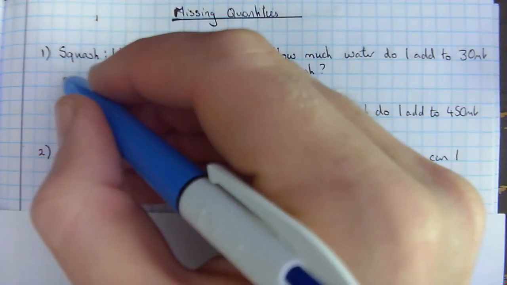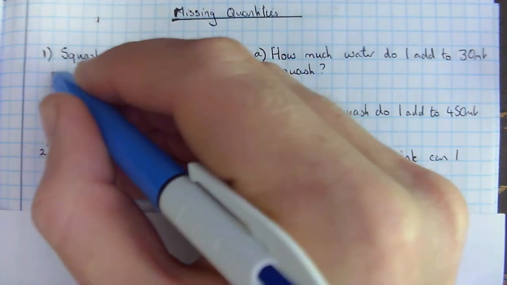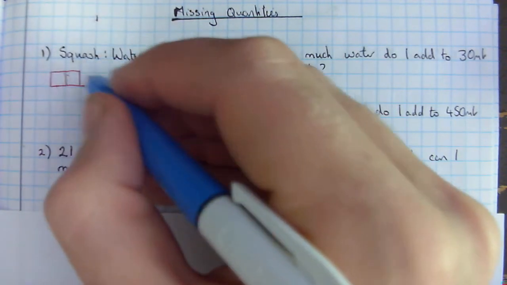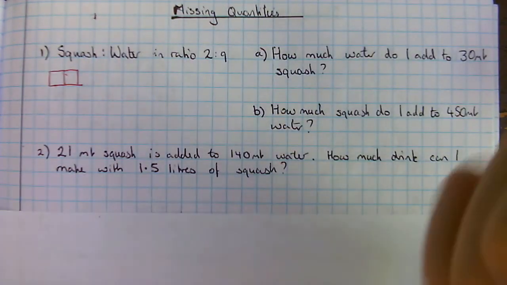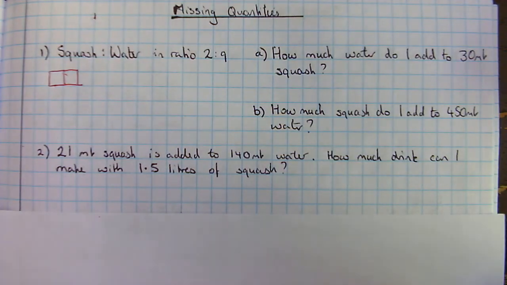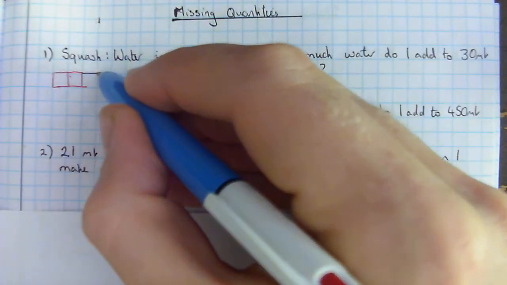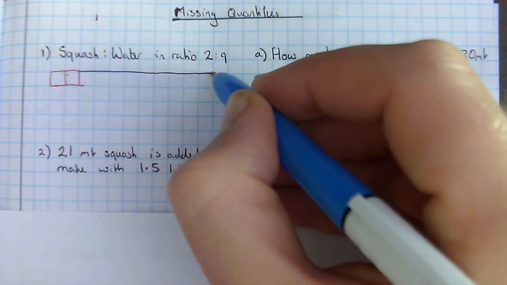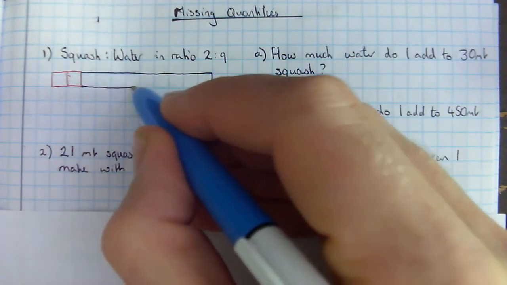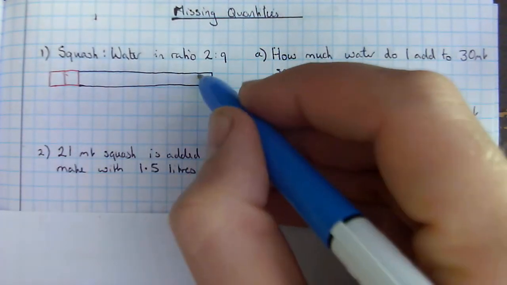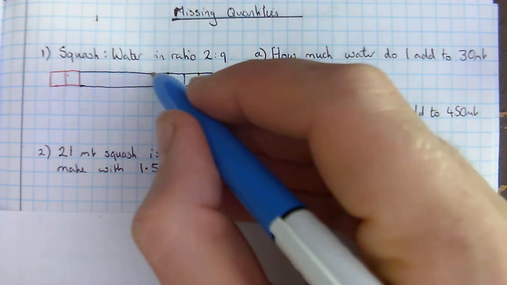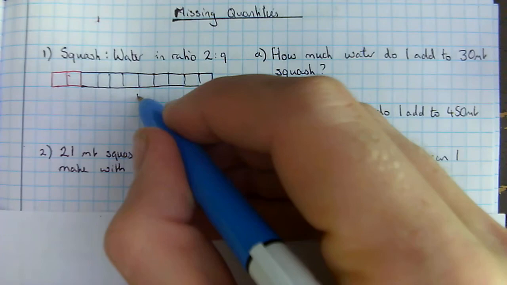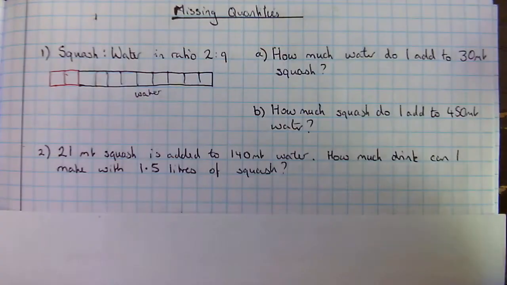So again, what I'm going to do is draw myself a little diagram, and I'm going to give myself 2 boxes of squash, and I'm going to give myself 9 boxes of water. So 1, 2, 3, 4, 5, 6, 7, 8, 9. Those are my 9 boxes of water. And this just helps us visualize my ratio. So in black I've got my water, in red I've got my squash.